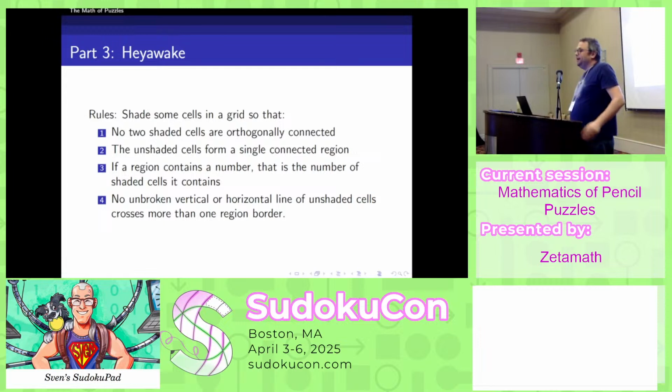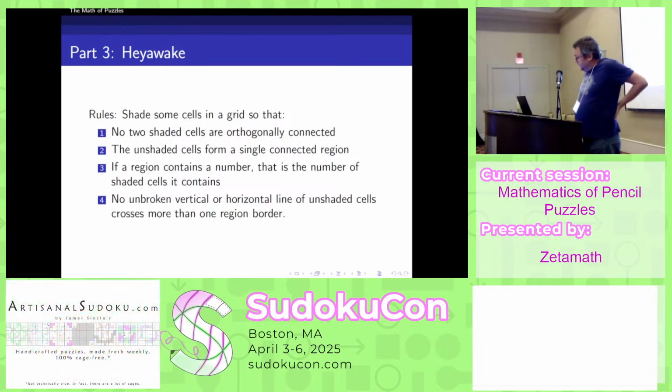Next, I want to talk about Heyawake, which has the disadvantage over yin-yang that it has considerably more rules, twice as many, in fact. So I'll show you an example, but I couldn't fit the example and the rules on the same slide. Sorry. So we're going to shade some cells in a grid. You'll see a grid in a moment. The unshaded cells need to be connected, so that should sound a little familiar at least. And if a region contains a number, that's the number of shaded cells. And now there's this last rule that's really hard to wrap your brain around until you have seen it a number of times and thought about it.